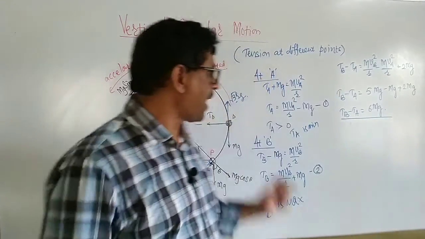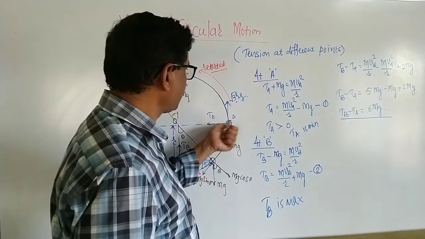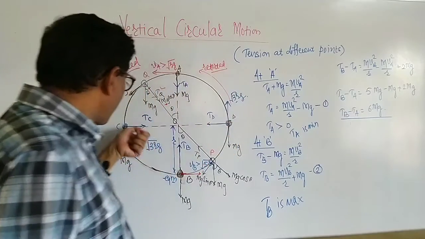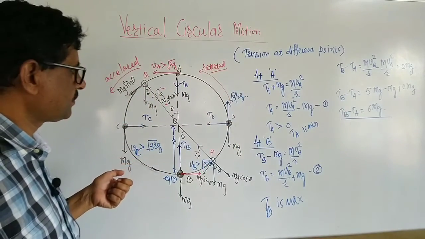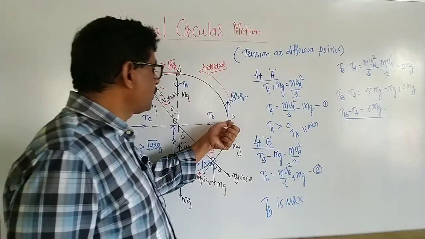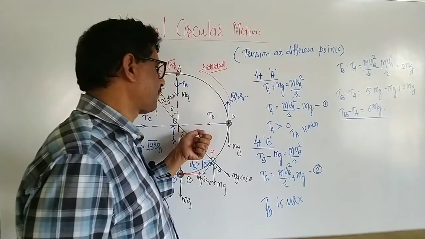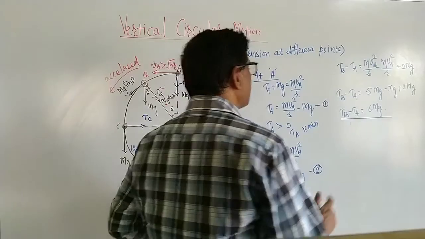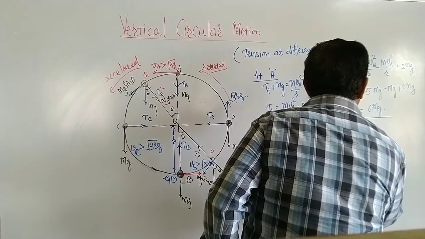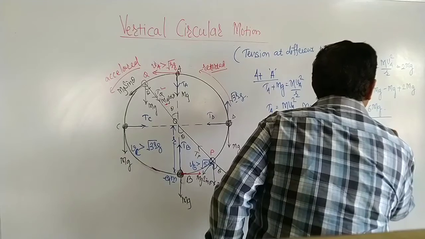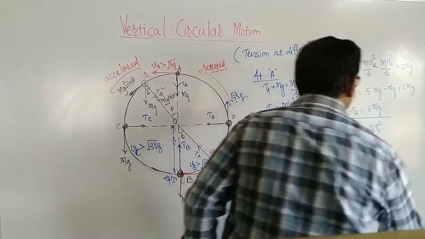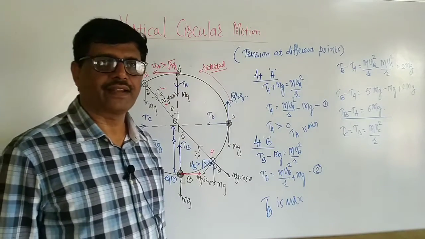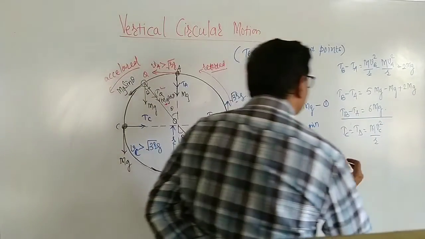On the horizontal diameter, the minimum velocity required is root of 3rg. At D, tension is upward. At C, it is downward. Tension provides the required centripetal force. Therefore, tension at C is equal to tension at D is equal to m vc square divided by r.